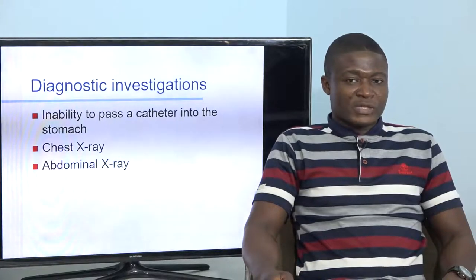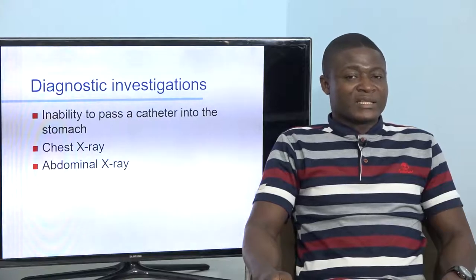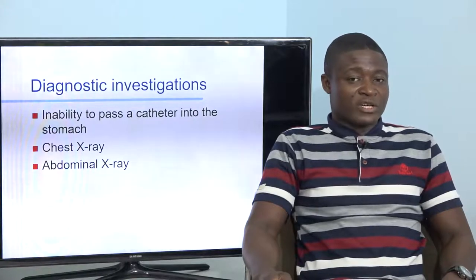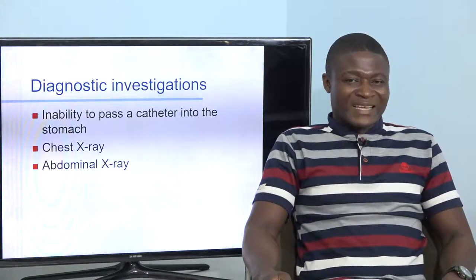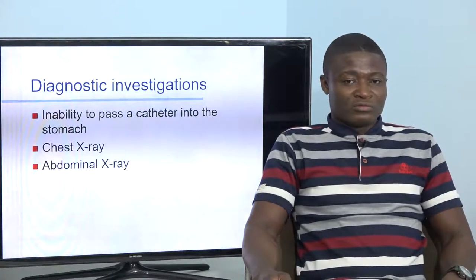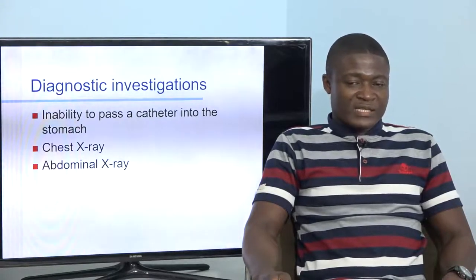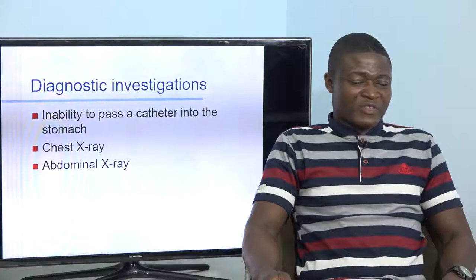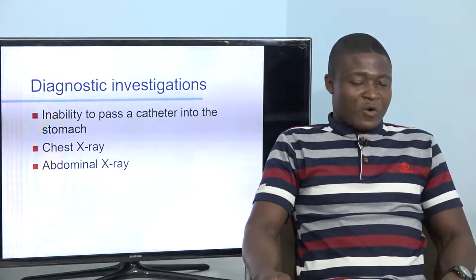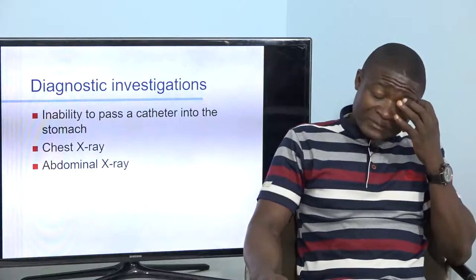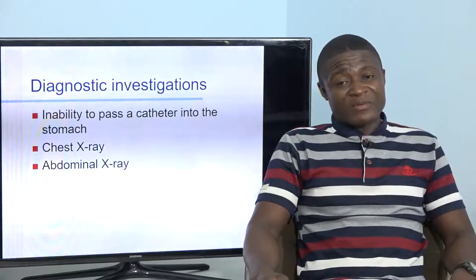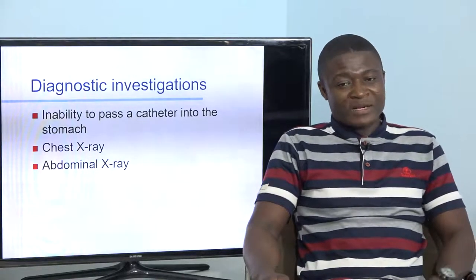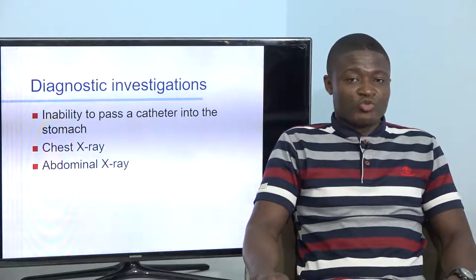Diagnostic investigations. How are we able to ascertain that the case we are looking at, or the symptoms this child is presenting, is likely to be an esophageal atresia? Inability to pass a catheter into the stomach. So if the child is having an atresia, like say the type C, where the esophagus, the part that is coming from the mouth, is connected to the trachea, or like the type B, where the upper part is blinded, the part that is coming from the mouth is blinded, the part that is coming from the stomach is blinded, and you're trying to pass a catheter into the stomach, do you think the catheter will reach the stomach? Impossible, it won't reach the stomach.